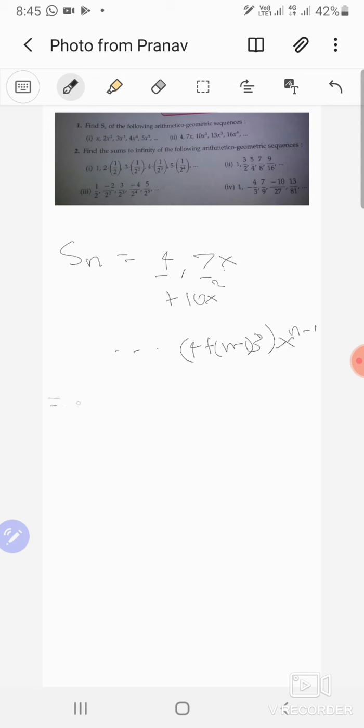No problem. It's supposed to be plus: 4 plus 7x plus 10x squared, keeps on going like that. And then you have 4 plus this thing. Fine. What's that going to be? So it's going to be 1 plus 3n. No problem. But then you got x to the n minus 1.